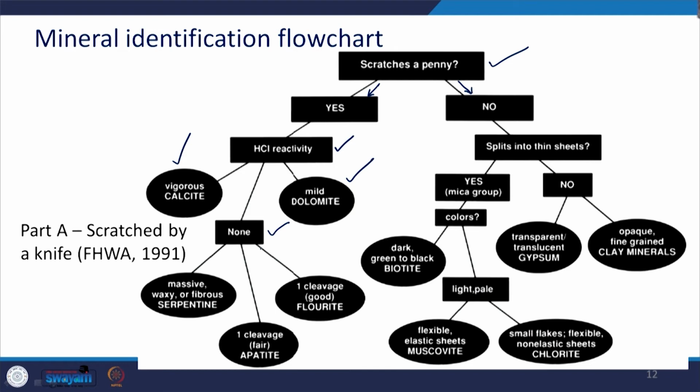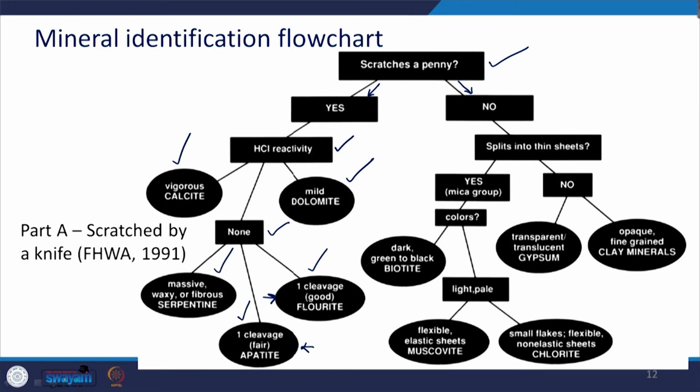And there the knowledge about cleavage plane comes to our rescue. That is, when it is not reacting with the hydrochloric acid at all, then in case it is massive, waxy or fibrous, it is serpentine. If it has one fair cleavage plane, it is apatite, and if it has one good cleavage plane, then it is fluorite. Keep that in mind, that here the difference is, in this case it is the fair plane, and in this case it is the good cleavage plane. So that differentiates apatite from fluorite.